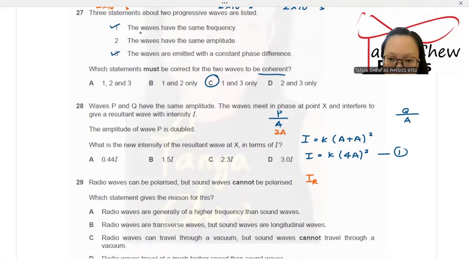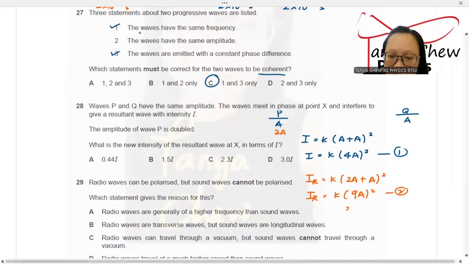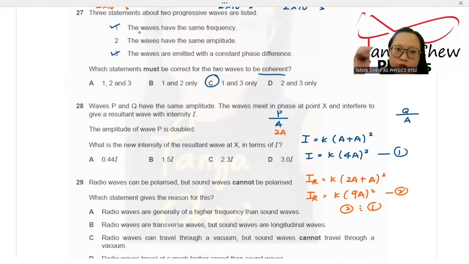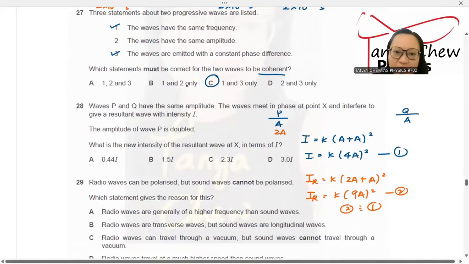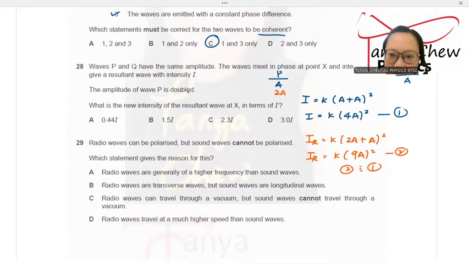Now, amplitude of P is being doubled, but the amplitude of Q remains the same. Intensity resultant is equal to K. Amplitude of P is 2A, but amplitude of Q is A. You square it. So the resultant amplitude would be 3A, you square it, you get 9A squared. You have to use the second equation divided by the first equation to get the resultant intensity in terms of I. So IR divided by I is equal to K 9A squared over K 4A squared.